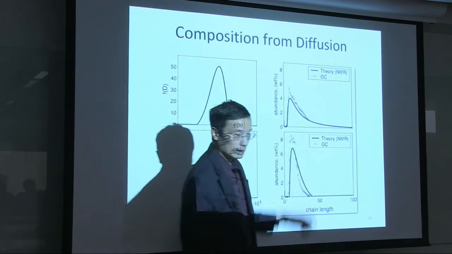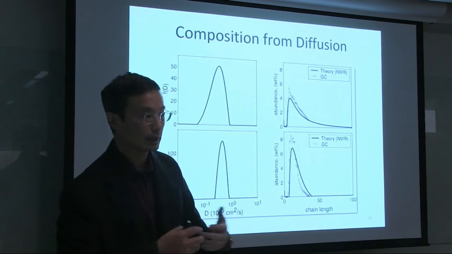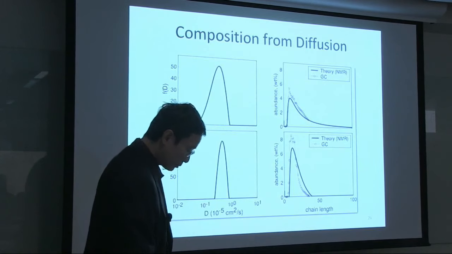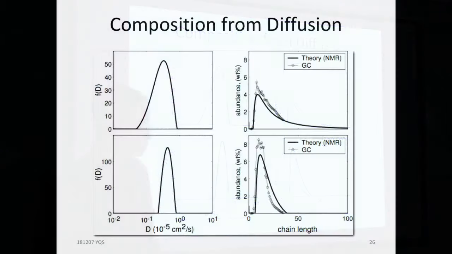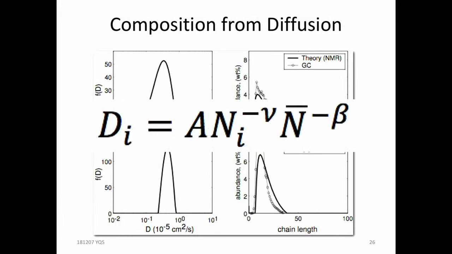The dots are measured by gas chromatography, which is a standard approach to measure the oil composition. You can see from the NMR measurement they are quite close. They're not exactly the same, but they're quite close. And the theory behind it, I wouldn't have time to talk about.